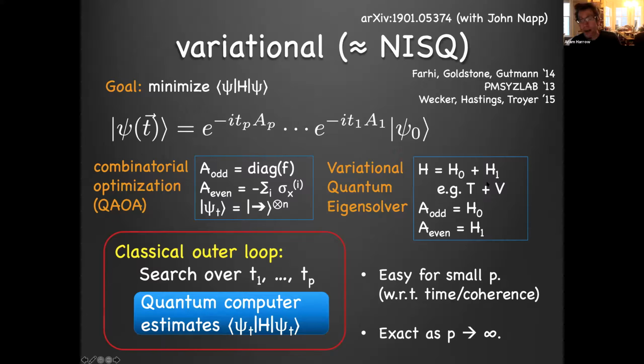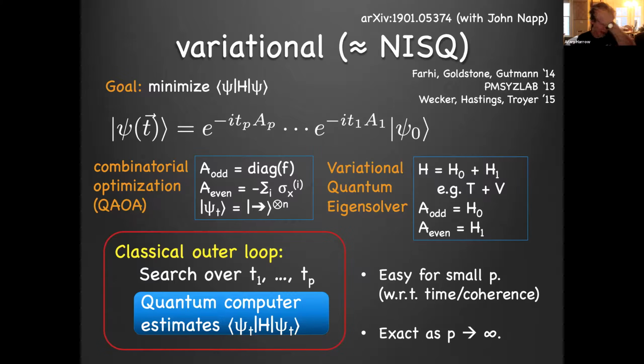Or another thing you might do is the variational quantum eigensolver, where you're trying to minimize some Hamiltonian and you alternate different terms in the Hamiltonian. These are all different variational algorithms that you might run on a quantum computer. And the way they generally work is you have a classical outer loop that searches over these parameters, and then the quantum computer is used to estimate the expectation value, basically how good is your approximation.